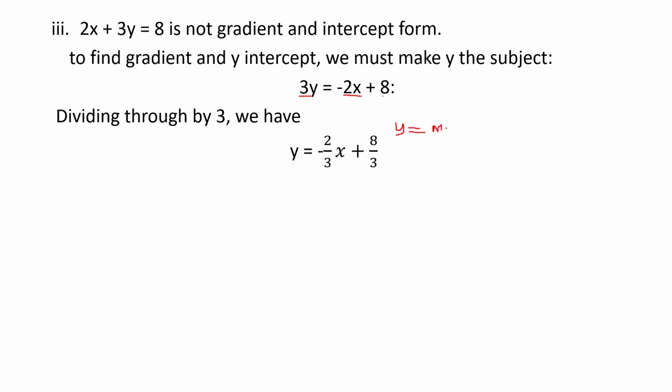So what's the gradient here? What's the gradient? Minus 2 over 3. What's the y-intercept? The y-intercept is 8 over 3. 8 over 3. And do you know the meaning of y-intercept? Yes, sir. That's the c. It means what? Y-intercept c is what? Last week I illustrated that one for you to see.